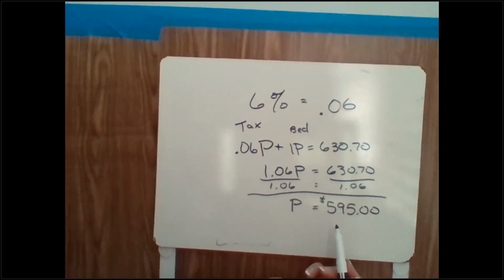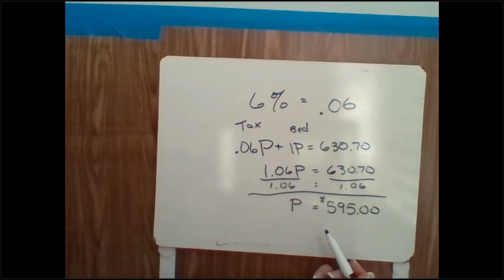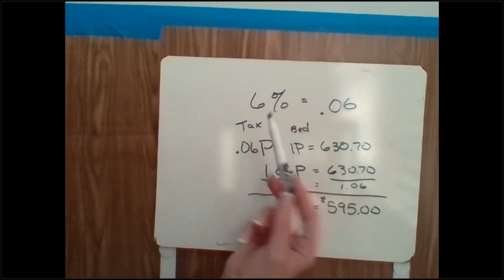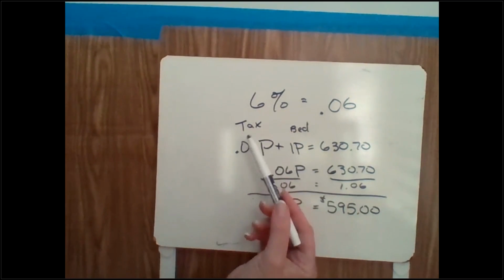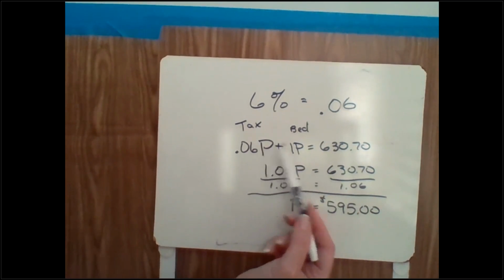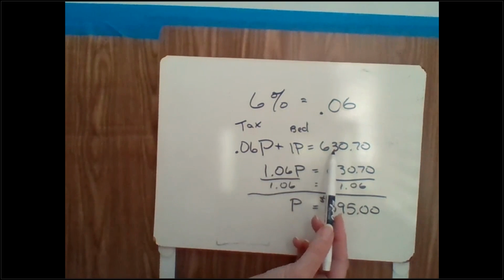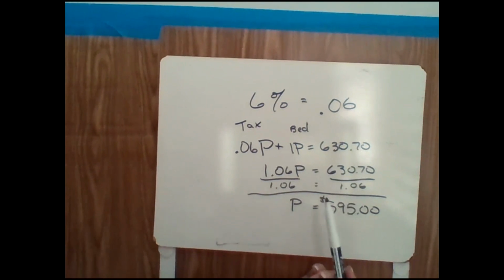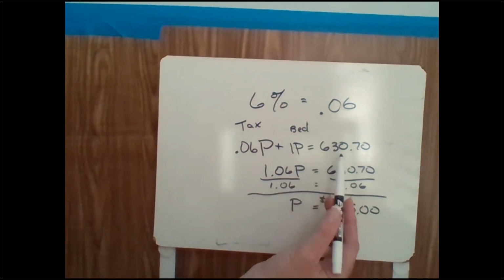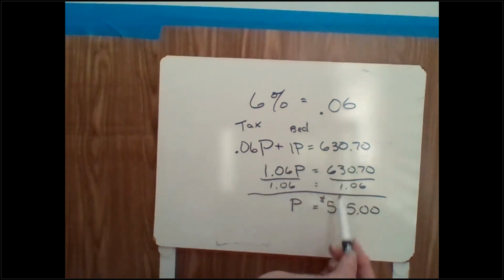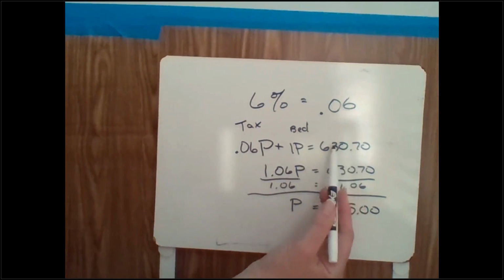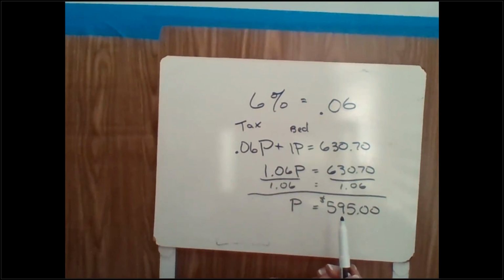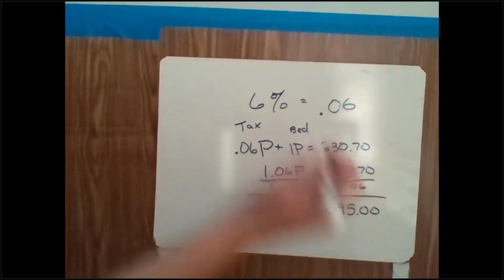When you've got a problem like this, there were a lot of steps. It can be confusing. Make sure your answer makes sense. So we know that we bought one bed and that we paid a 6% tax. And after we did that, our final bill was $630.70. Does that make sense? $595, could that be the price of the bed? And then it looks like we're paying about $34, $35 in tax for our total of $630.70. Absolutely. Good answer.